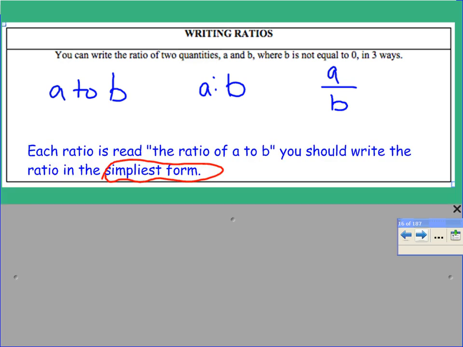Okay, and then the last part here, I want you to jot down, each ratio is read as the ratio of A to B, and then you can just write down what I circled. Make sure it's in simplest form. Each ratio is read as A to B. Please make sure you write it in simplest form.